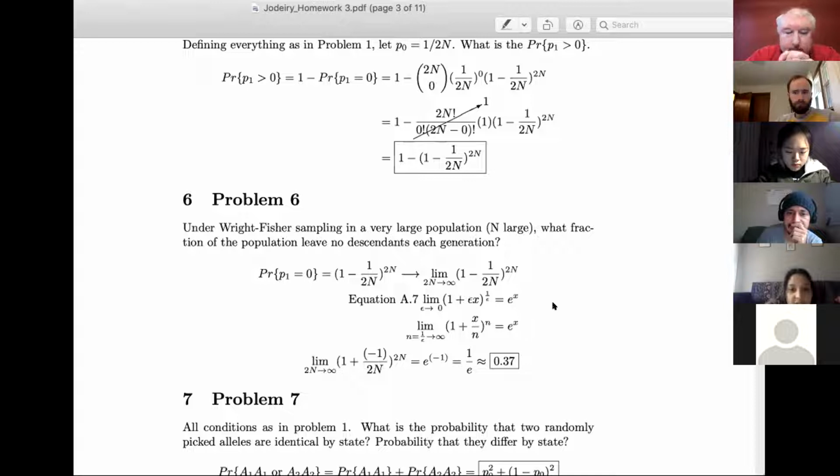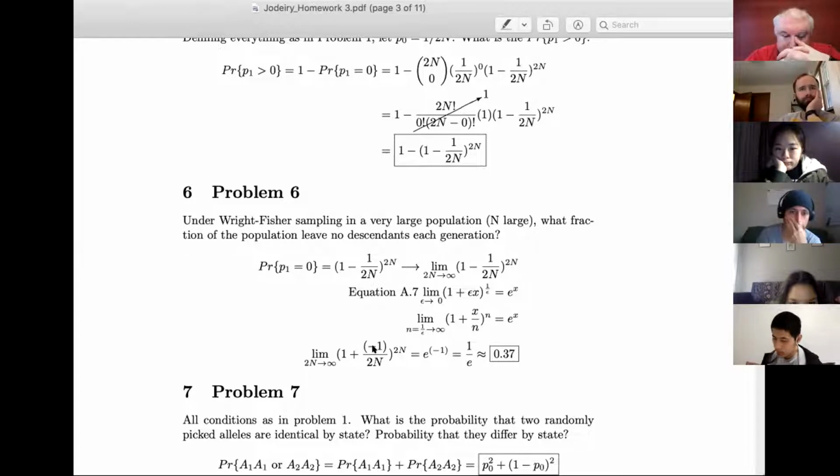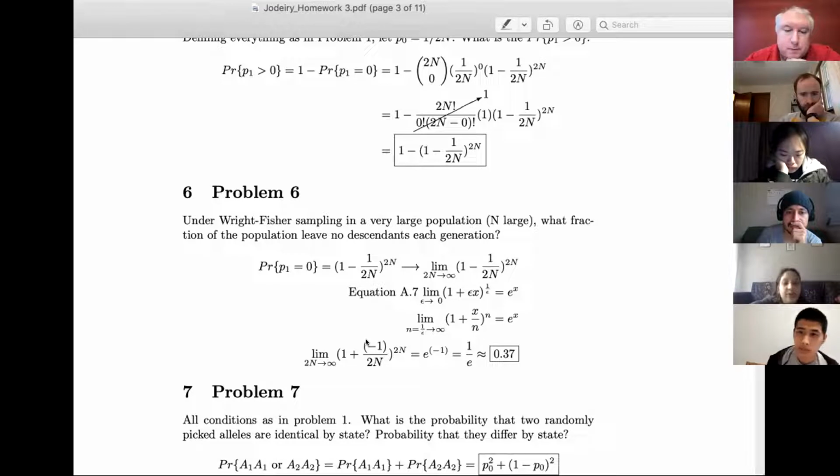So now plugging everything back in, essentially our x, or how did I do this exactly? I believe I just plugged numbers in. To get this minus sign, I think I set x to be -1. And so if you do that, then you get e to the -1, which is 1 over e, which is this. So about 37% of the population leaves no descendants each generation.